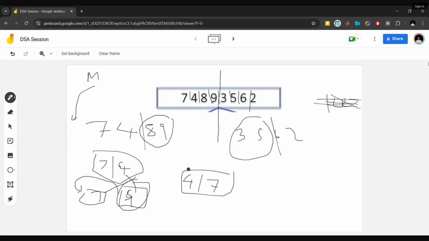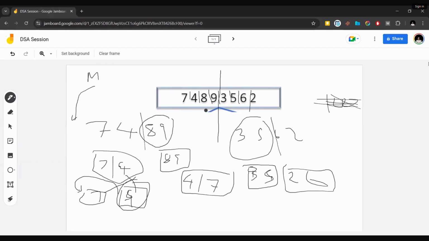So what are we going to end up with? We are going to end up with 8, 9 here, right? 3 and 5 here, and 6 becomes 2 and 6, right? So each of these small subarrays is sorted. So we are going to do the same thing again.